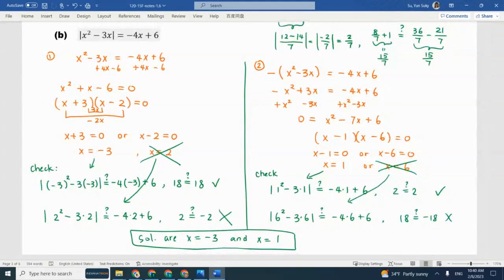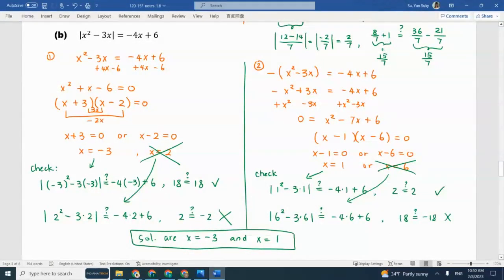So that finished the problem. Okay. This is how we solve equations involving absolute values. Put a line in the middle, do both, and then check the solutions. Okay.